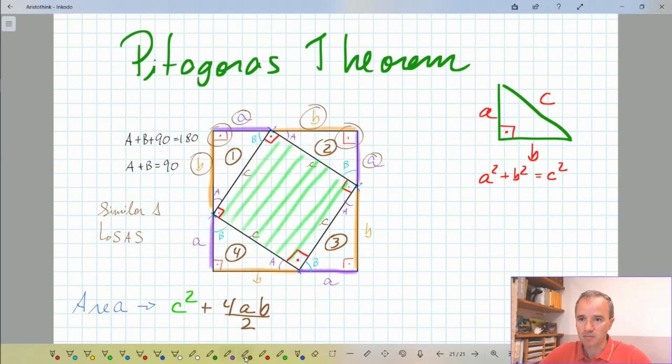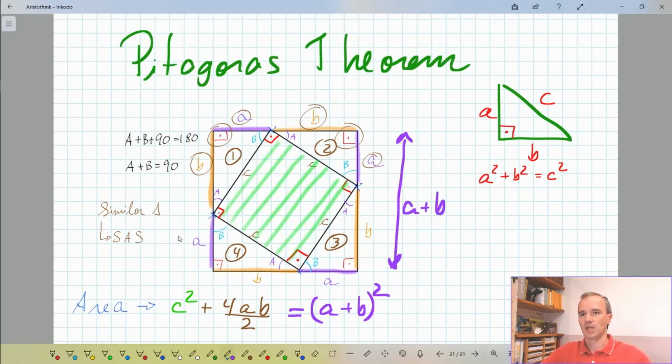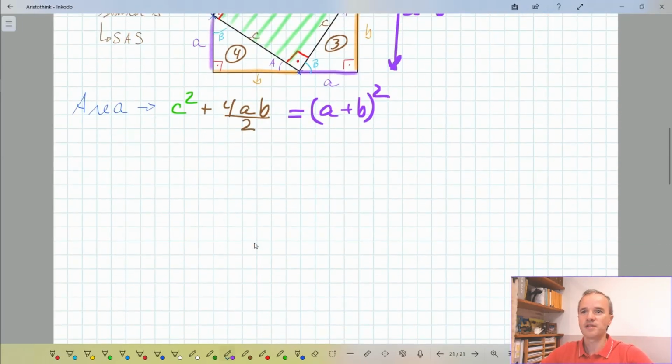I'm going to put in purple. Well, A plus B squared, isn't it? Think about the big picture. This is A plus B. Agree? I told you at first this is a square. Okay, we need nothing else. Now let's just develop what is written here and we're done.